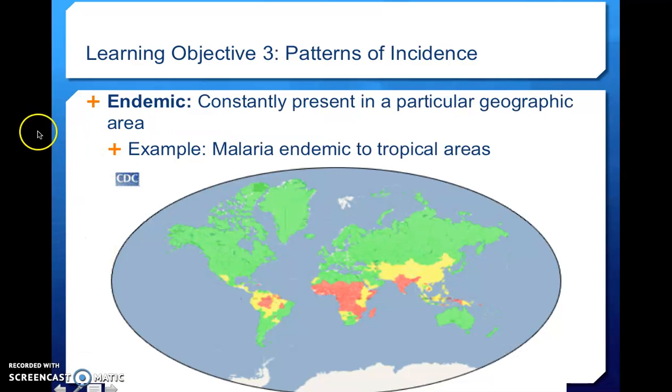The next one is endemic. This is another pattern of incidence, or a pattern where new cases show up. Endemic means it's always present or always there in a certain geographic area. So this does have a geographic pattern. It's tied to a place. One example is malaria is endemic to tropical areas. It's always existing and always occurring in parts of South America, Africa, and Asia.